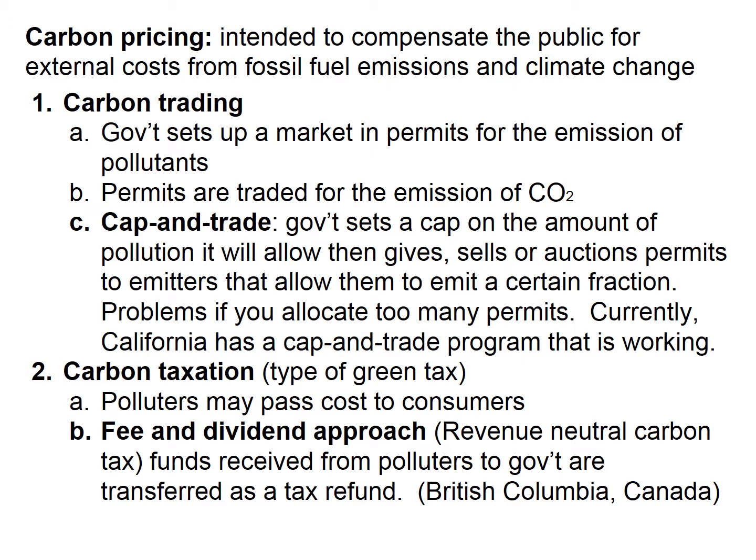Carbon trading is basically when the government sets up a market in permits for the emission of pollutants. These permits can then be traded between different, let's say, industrial plants. This is usually set up as a cap and trade system. So the government sets a cap on the amount of pollution it allows, and then the emitters can trade these permits back and forth depending on how their particular plant is doing.